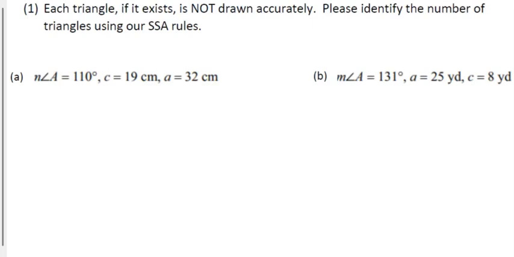So in an effort to save time looking for answers, I'm going to be doing a separate video for every problem. So this particular video focuses on problem 1. You're trying to decide if there is 0, 1, or 2 triangles for each side-angle situation.